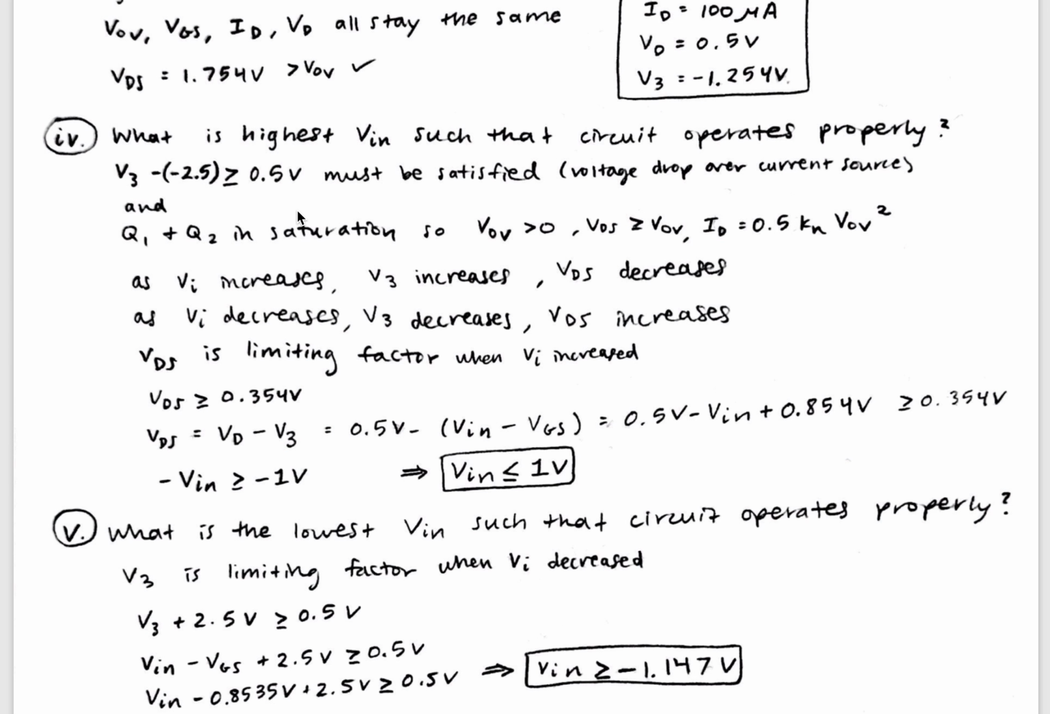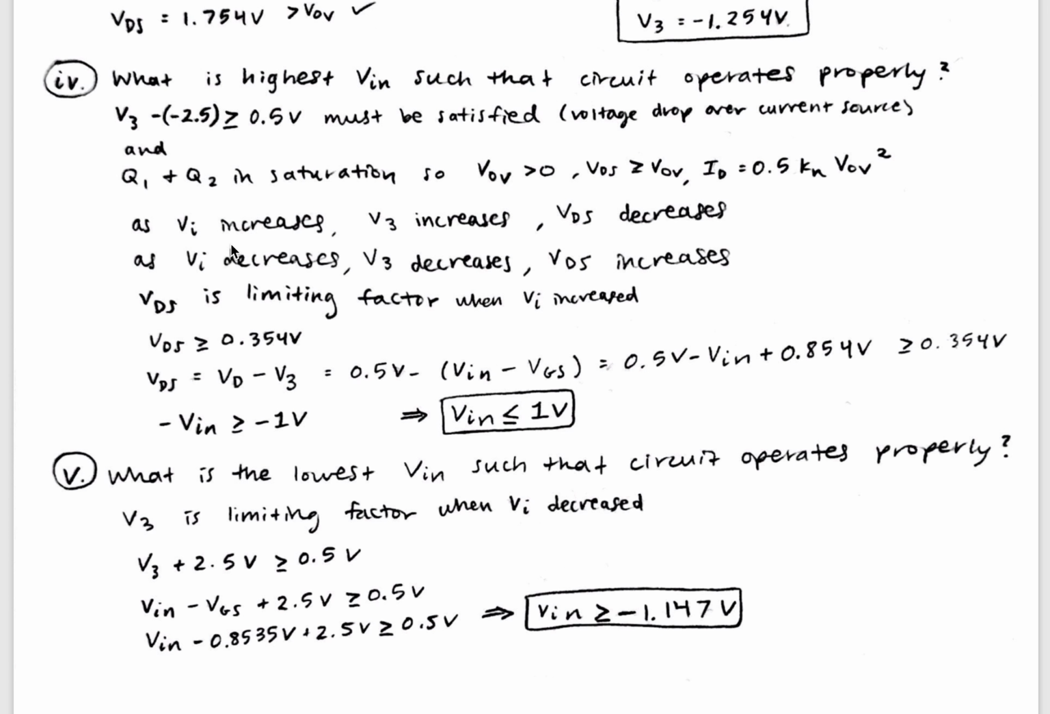And the other thing that has to be satisfied is that Q1 and Q2 are in saturation. So VOV has to be greater than 0, VDS has to be greater than or equal to VOV, and we know this ID equation. So this VDS greater than or equal to VOV is the important part we're looking at.